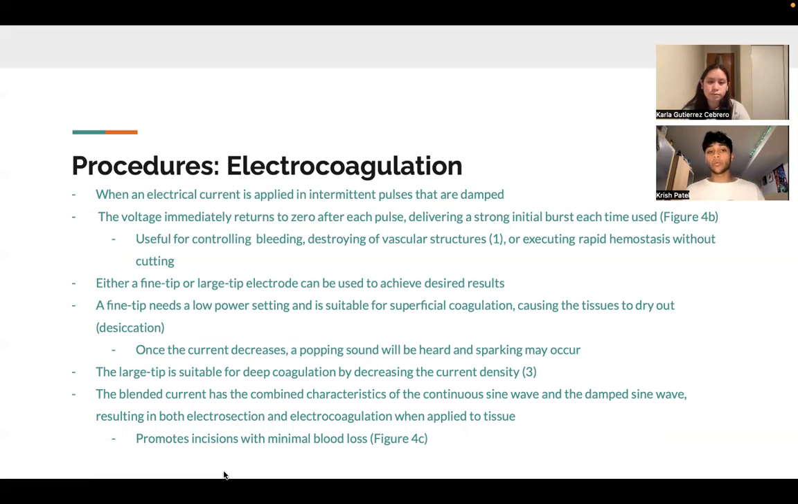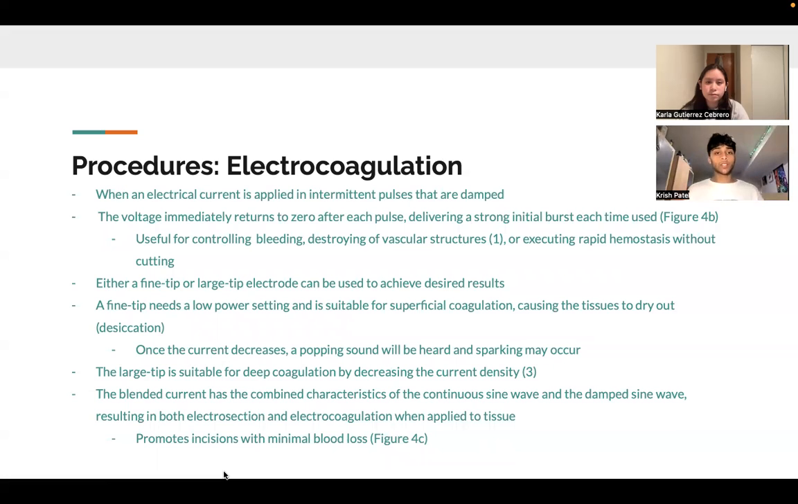Now, because of these intermittent pulses, the voltage immediately returns to zero after each pulse, which in turn delivers a strong initial burst each time the pulse is used. Now, this is useful for controlling bleeding, destroying vascular structures, and executing rapid hemostasis without cutting.